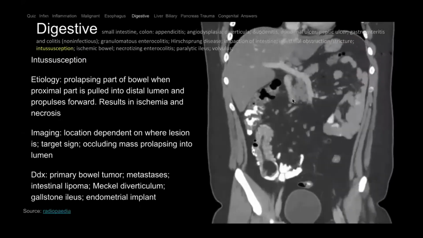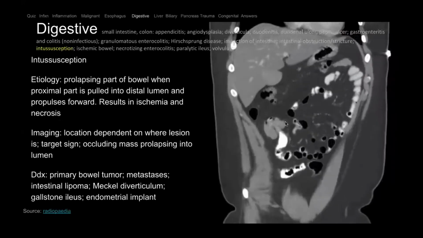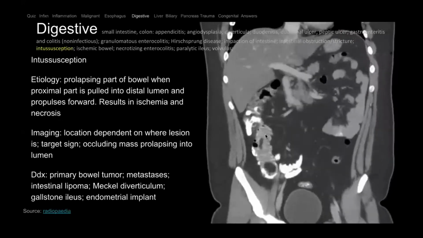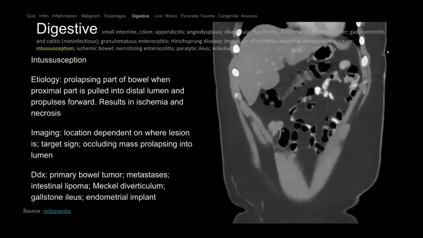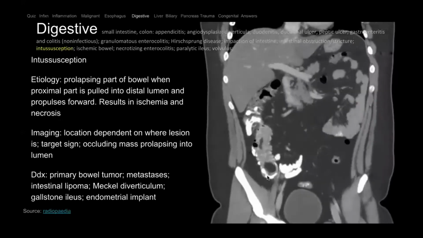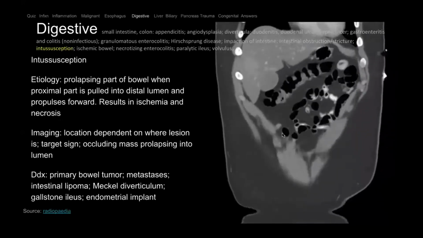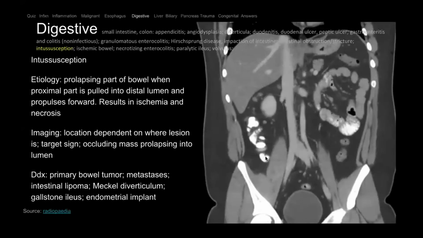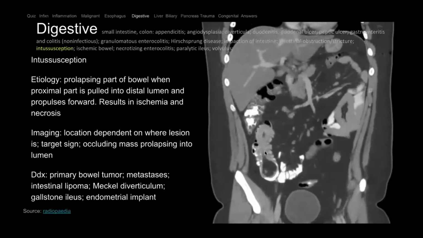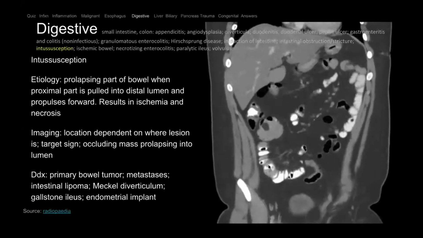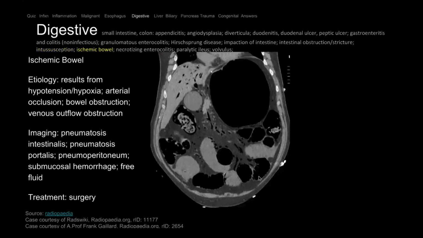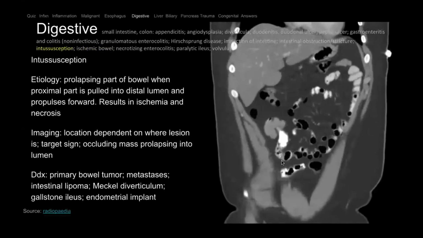Intussusception. So here, intussusception is when you have telescoping of bowel into bowel. So here, right there, we have a bowel, and it's going into the bowel, and there's this dark piece in there, this little dark, fat attenuating piece. That's a lipoma. So that's acting as a lead point for the intussusception.